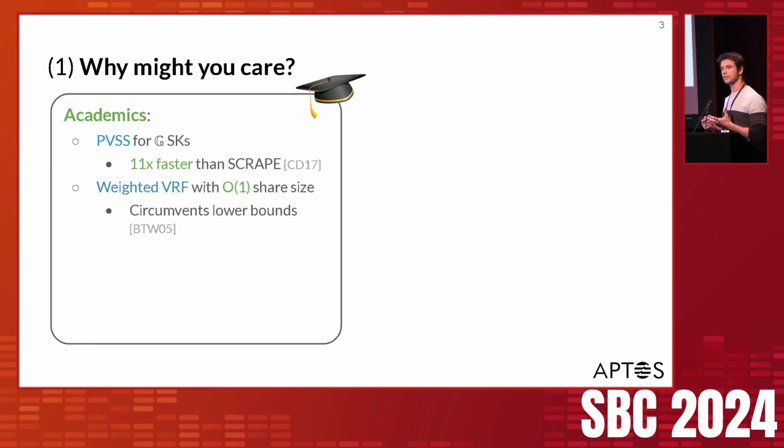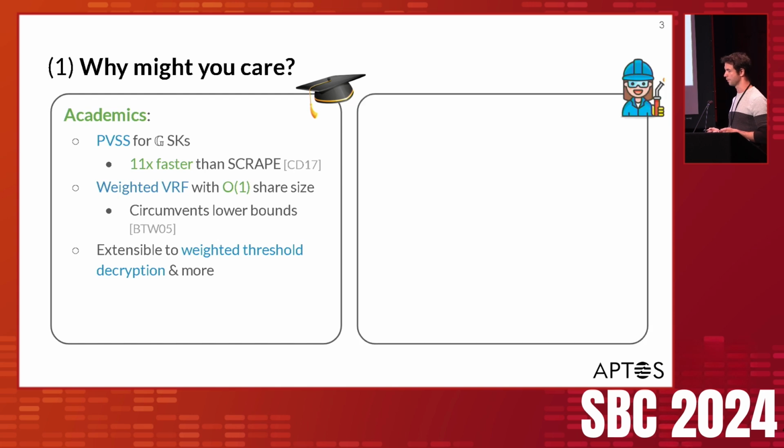And this is theoretically interesting because it circumvents some lower bounds on weighted secret sharing. And lastly, you might appreciate how these ideas for the weighted VRF actually extend to other crypto systems like weighted threshold decryption and probably more. Now if you're a practitioner, you probably don't care too much about what I just said, but what you might appreciate is that we'll give you a shorter and slightly faster to verify weighted VRF construction.